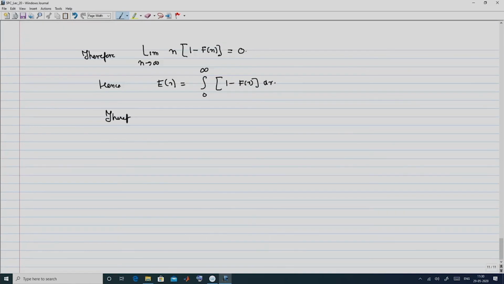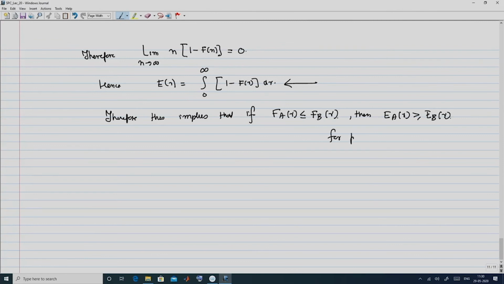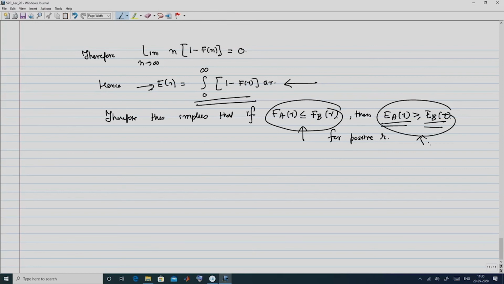Therefore, this implies that if f a of R is less than or equal to f b of R, then we can use this relation to show that EA of R is going to be greater than or equal to EB of R for positive R. For this, all you have to do is take this definition of EA of R and EB of R here and subtract them, and that will become the integral involving these two, and using this property you can show that this relation holds.